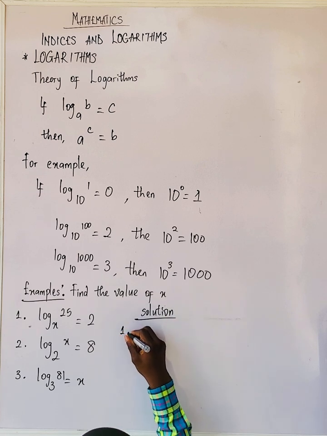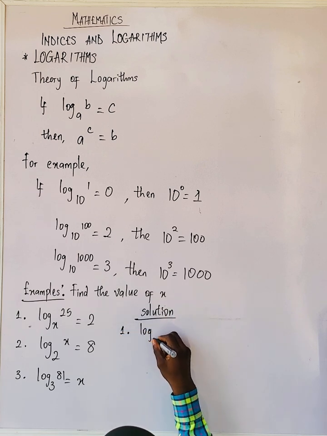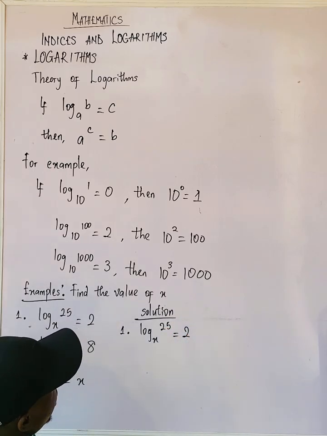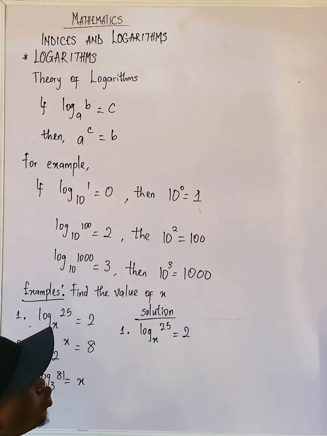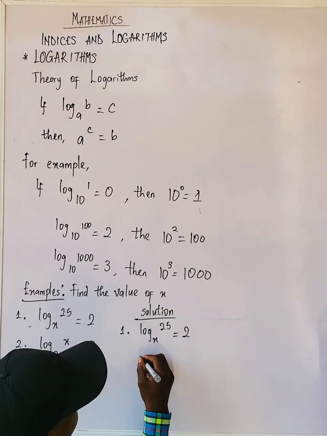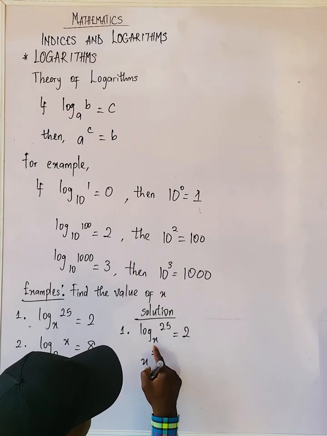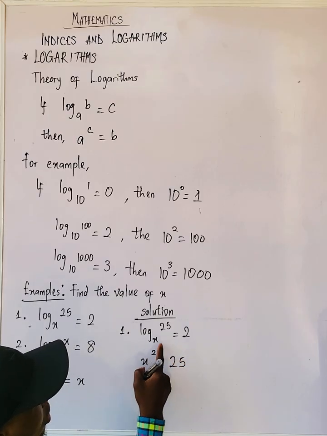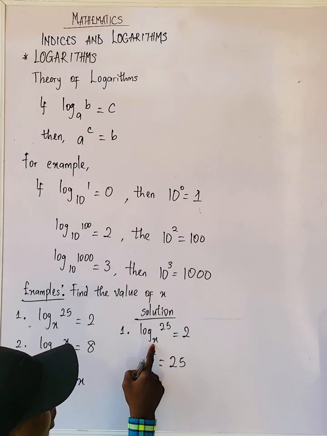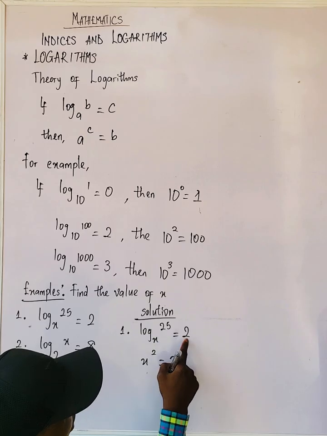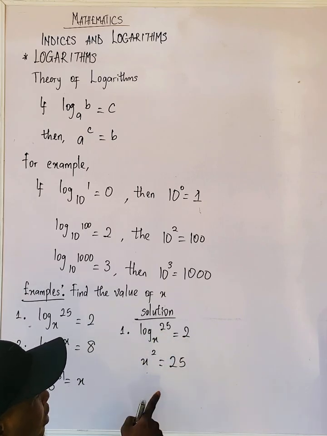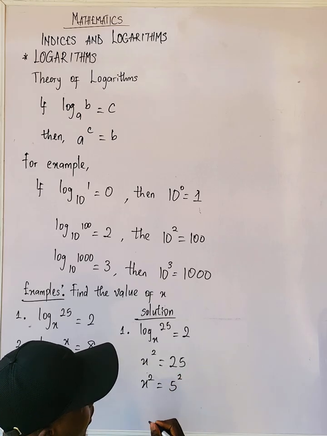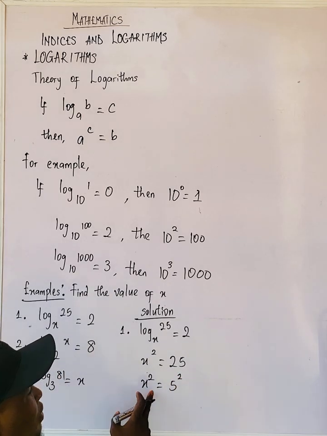Question 1 says log x to the power of 25 equals 2. Now, if you have log x to the power of 25 equals 2, using the law, I can say x to the power of 2 is equal to what? 25. If log x to the power of 25 is equal to 2, then x to the power of 2 is equal to 25. Now, what can we do? We can say x squared equals, I can reduce this 25 to 5 squared.